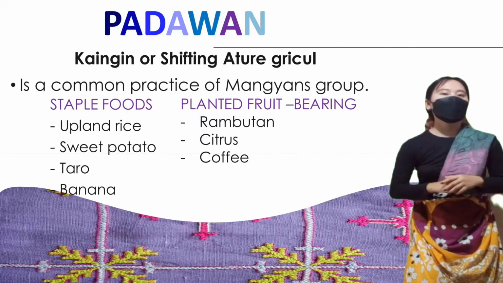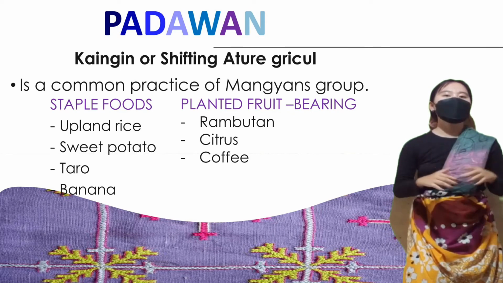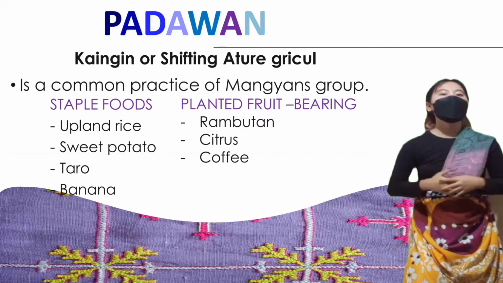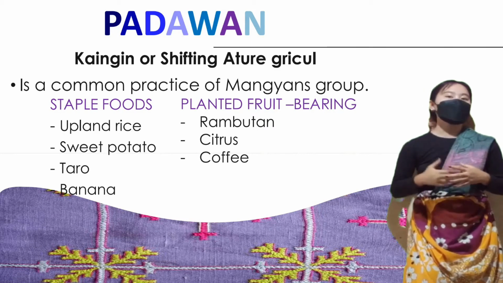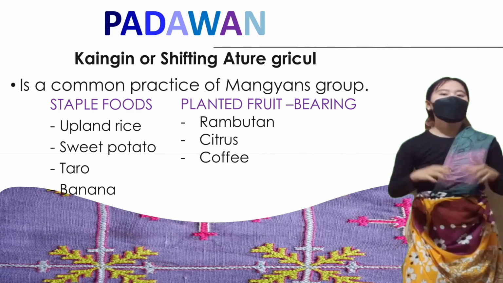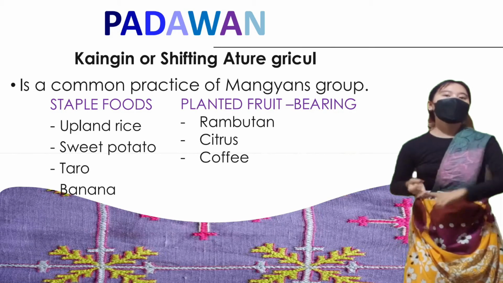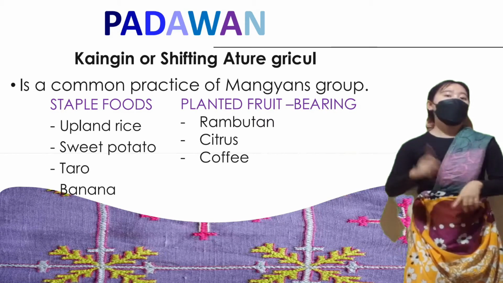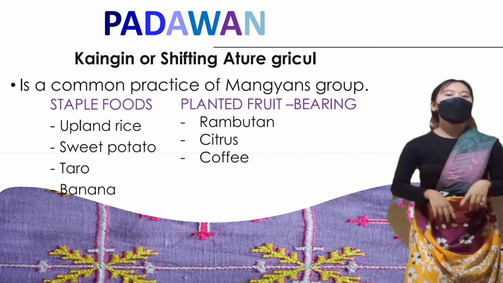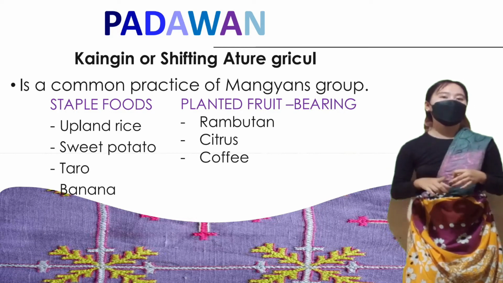Kaingin or shifting agriculture is a common practice of all the Mangyan groups because it is the only way they can grow crops to eat without using fertilizer. Tadyawan Mangyans have staple foods like upland rice, sweet potato, taro, and banana. They also plant fruit-bearing trees like rambutan, citrus, and coffee in their kaingin.